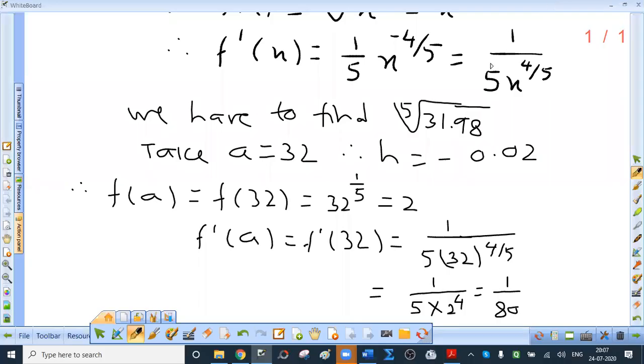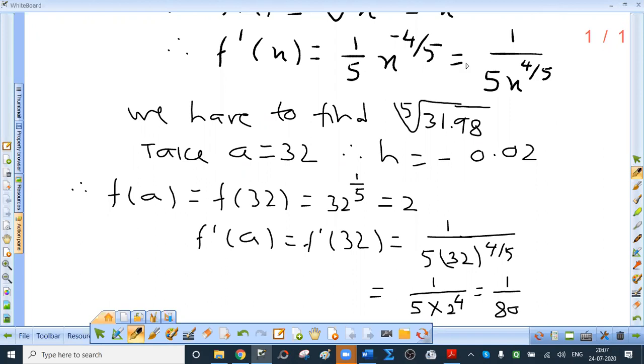So what next? What will be f of a? It will be f of 32. But f(x) is x raised to 1 by 5. So f of 32 will be what? 32 raised to 1 by 5, which is nothing but 2. Fifth root of 32 is 2. So what is f dash of a? It is f dash of 32. That is 1 upon 5 into 32 raised to 4 by 5.